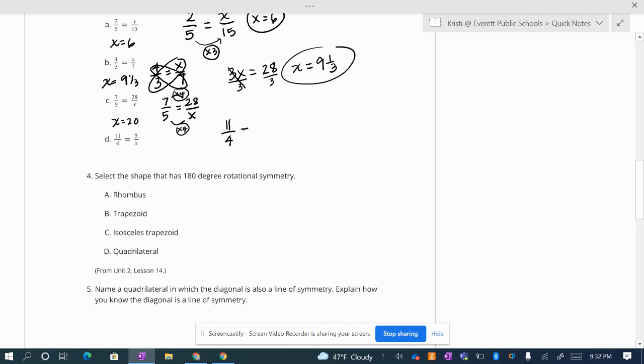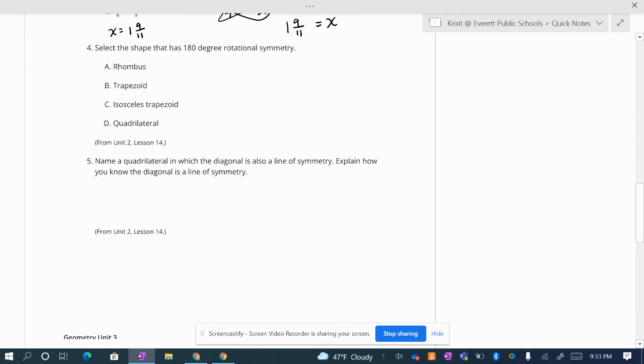And last one, not so nice. 11 over 4 equals 5 over what? Not a nice multiplier, or even a number to divide by to get from 11 to 5. So we're going to do cross products. 5 times 4 has to equal 11 times x. A simple one-step equation. You could do division. It's going to give you like a repeating decimal, I believe. 20 elevenths is 1 and 9 elevenths. So x is 1 and 9 elevenths, or the decimal equivalent, which I'm not going to write.